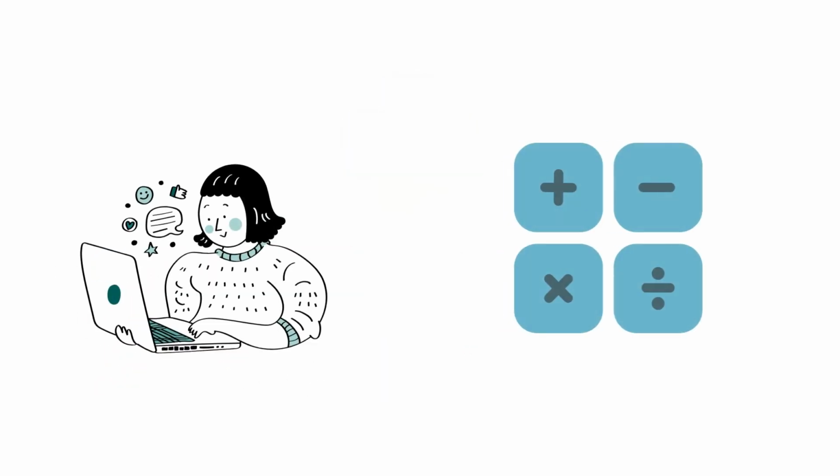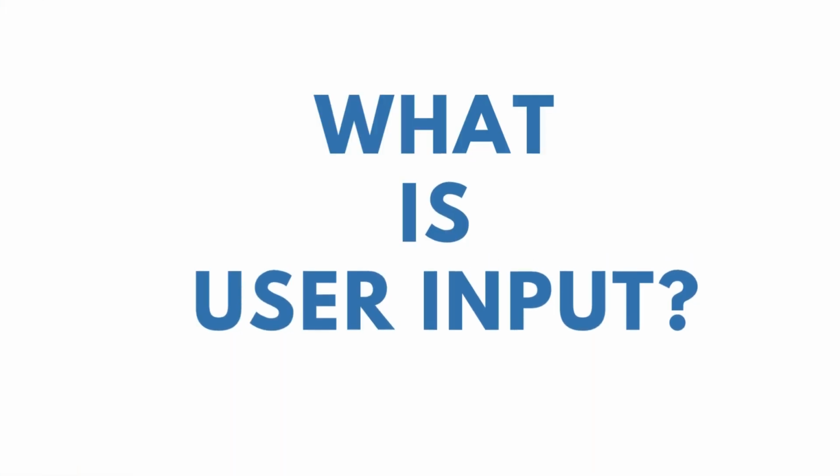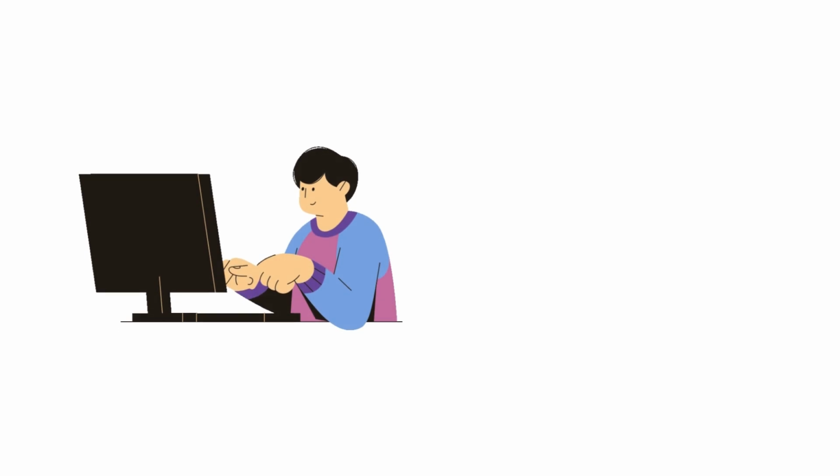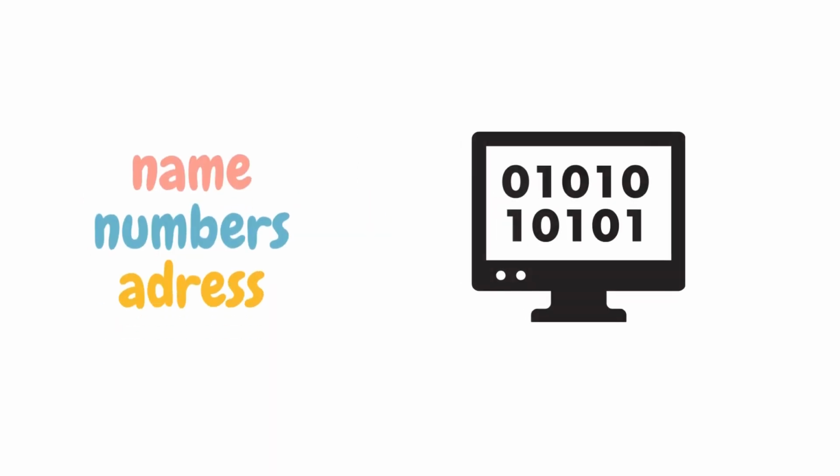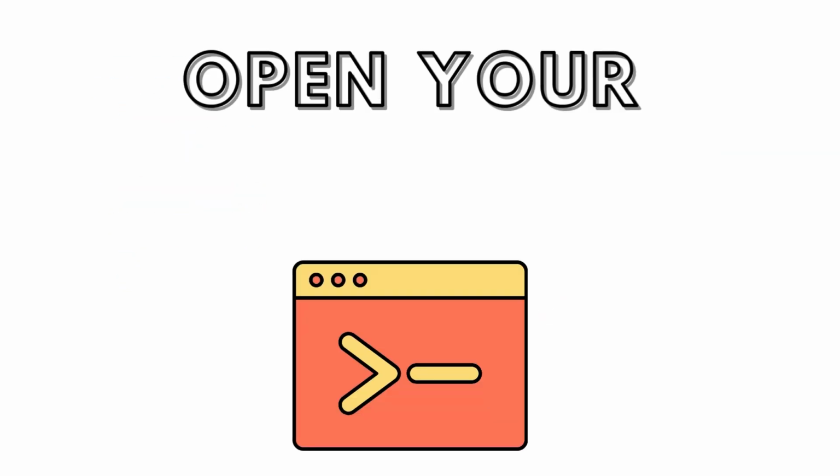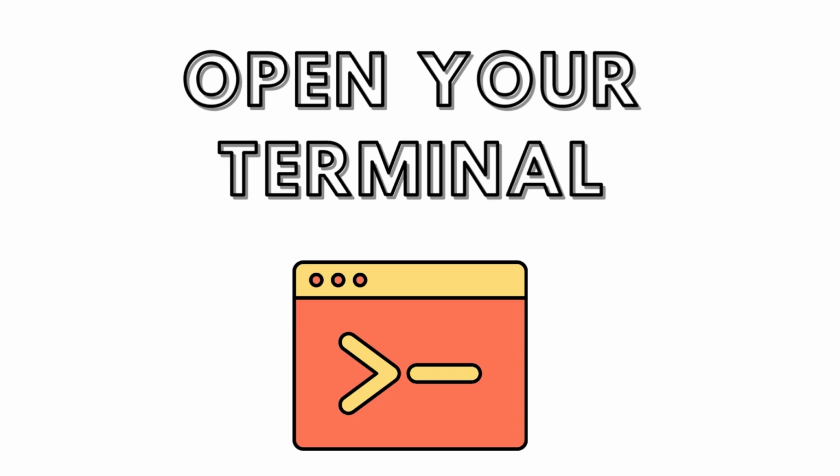In this video, you will learn how to take input from users and perform basic math operations like a pro. So let's dive in. What is user input? User input means your program waits for the user to type something like the name or age and then uses that information in the code. Now let's open your terminal and see it.